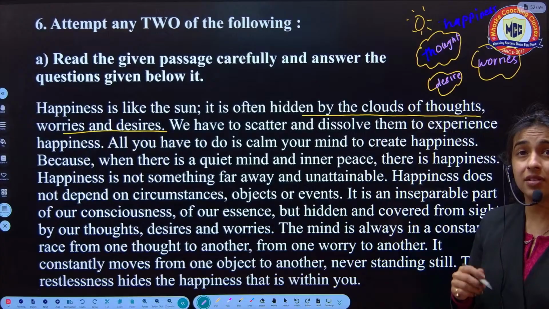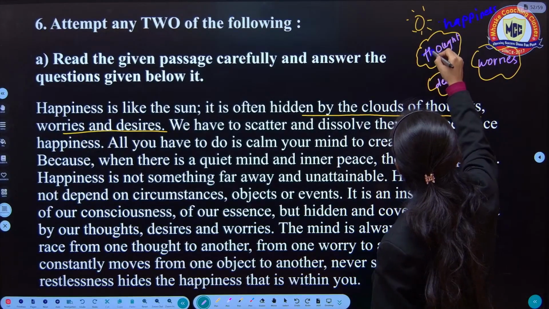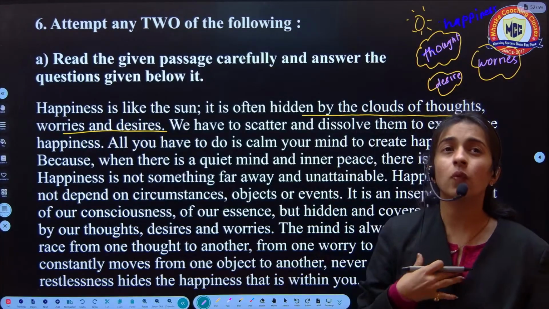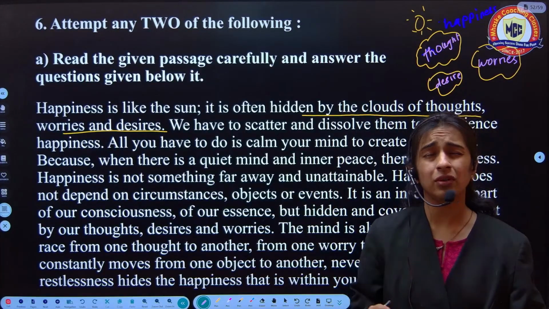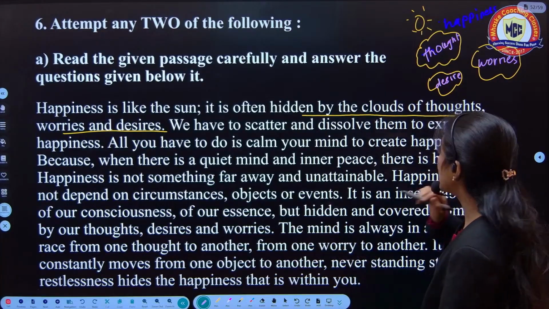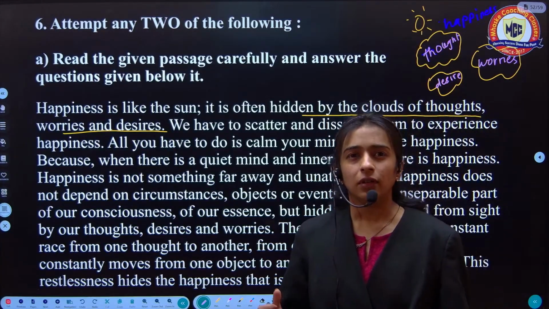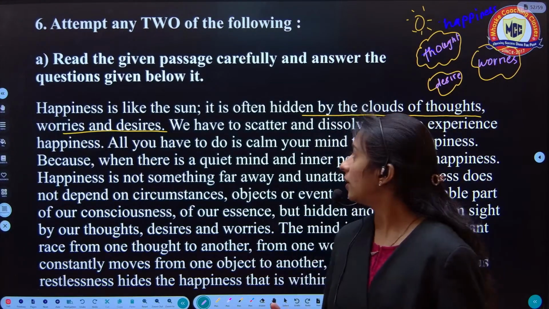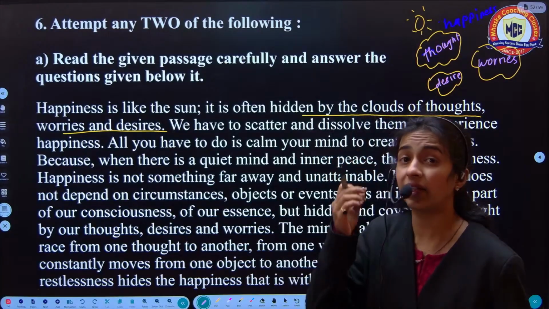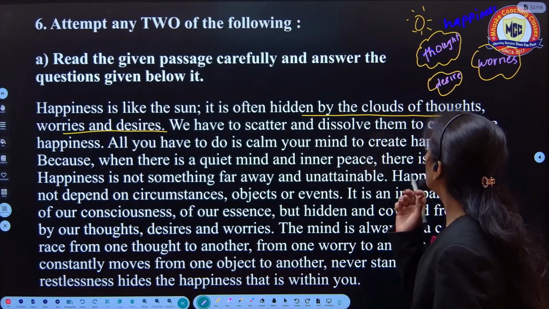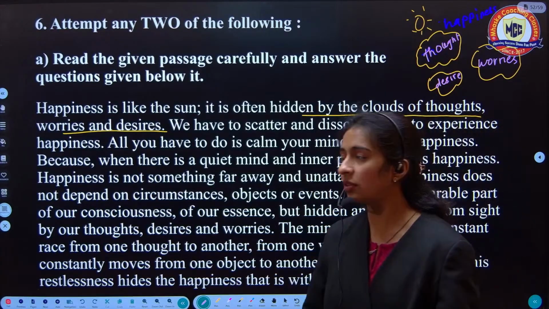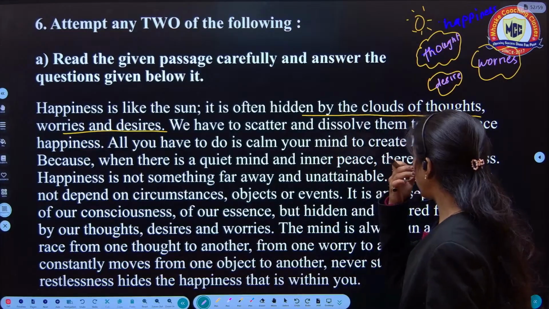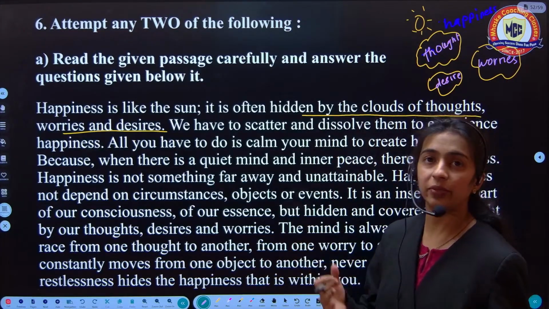So your happiness might be hidden between the thoughts, whatever you're thinking, in your worries, if you're worried about something and you really care for something, and then desire. When you have a strong desire for something, you feel nervous, you feel sad about it, and then your happiness is hidden behind that cloud. So be really aware of when you go deep down between the thoughts, when you worry extra. That is hiding your happiness, and that's what is common between happiness and sun.